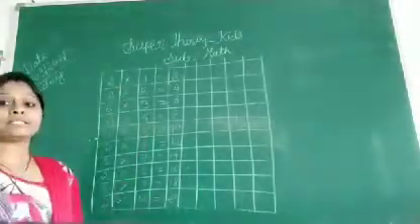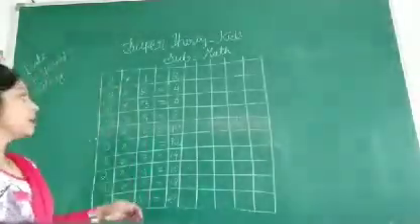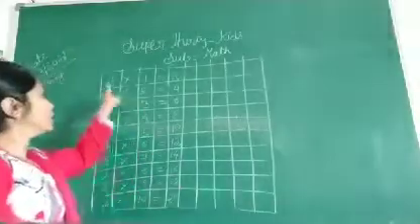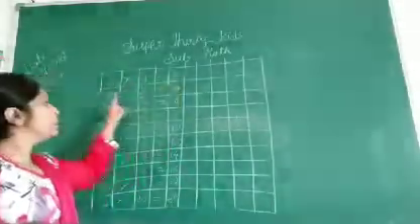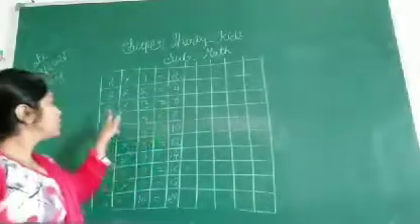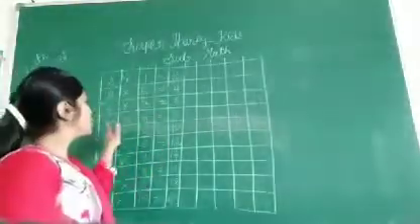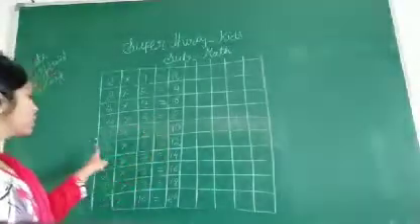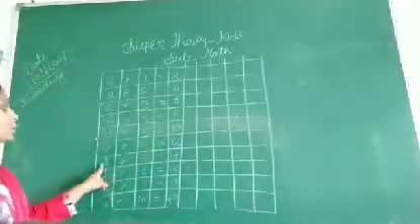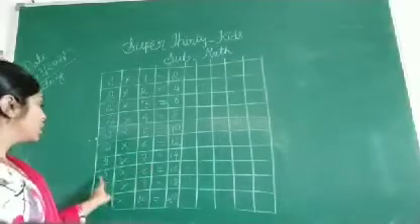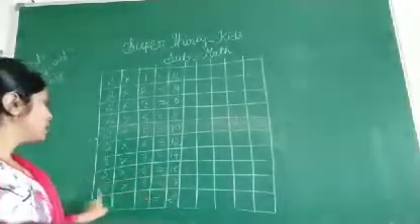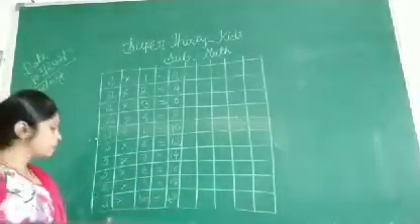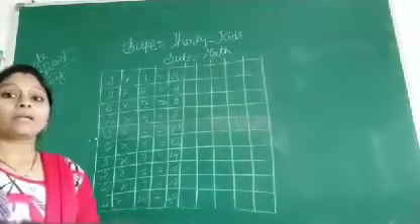How to read this table? Repeat after me, okay? 2 ones are 2, 2 twos are 4, 2 threes are 6, 2 fours are 8, 2 fives are 10, 2 sixes are 12, 2 sevens are 14, 2 eights are 16, 2 nines are 18, 2 tens are 20. Repeat again.